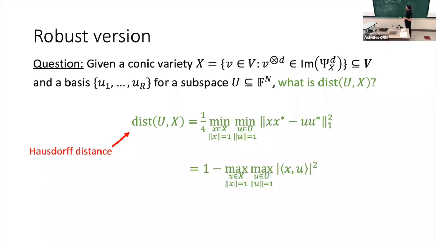This is a Hausdorff distance between the 2 sets, and I have 1/4 because it'll make everything work out nicer. It turns out this is 1 minus the maximum overlap squared between 2 elements. You can also simplify this down to just 1 minus the maximum overlap of an element of X with the projection onto U.